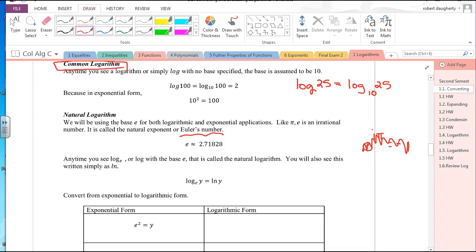So anytime you see log base e, that's called the natural logarithm. Another way we write that is ln of y. So anytime you see something like ln of 20, all that means is log base e of 20. So ln means natural log, or the base is the number e. Let's look at a few examples of this.